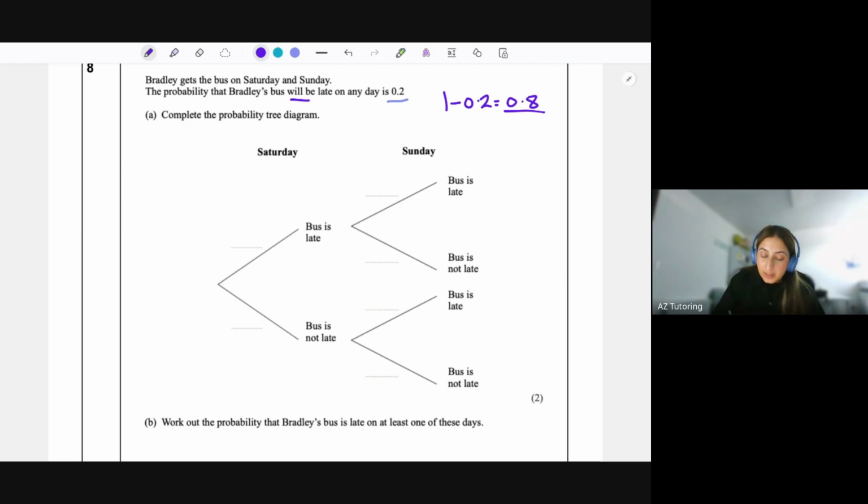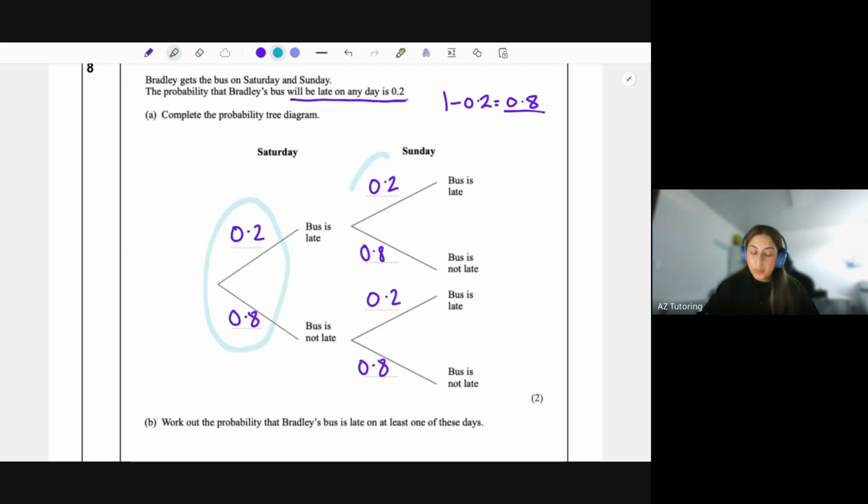So him being late on any day is 0.2. So if the bus is late, it's going to be 0.2. The bus is not late, it's going to be 0.8. Bus is late is 0.2, that's going to be 0.8. Bus is late is 0.2, that's going to be 0.8. With a probability tree, you have to remember each pair of branches should add up to 1, which they do. So just be wary of that. Each pair of branches adds up to 1. So just double check that each of your branches does, otherwise you will know you've gone wrong. That's why I did this here.